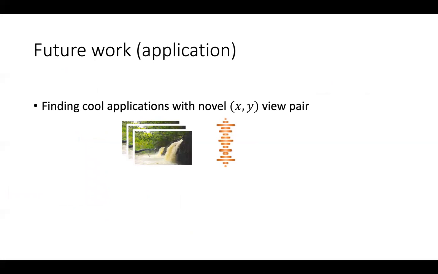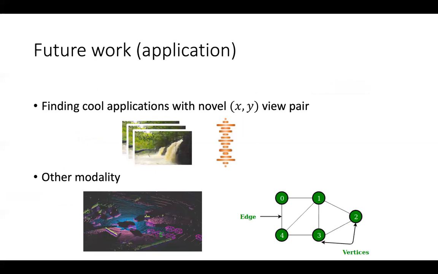Okay, for future work, one perspective is you can have other novel view pairs, and you can apply contrastive learning to other modalities, such as point clouds, where you have plenty of unlabeled data. You can also apply contrastive learning to graphs, and some people have already done that, I think.